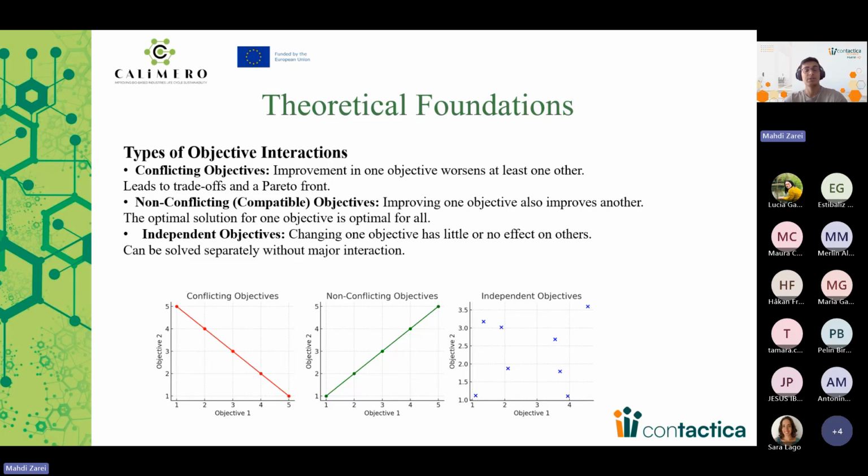The second one is compatible objectives. Here, improving one goal helps to improve another one. For example, writing a product review might help reduce energy use by helping others make smarter choices. And lastly, we have independent objectives. Those goals don't really affect each other, and they don't have any connection, like improving user experience in an app and reducing machine downtime in the factory. They are not actually connected at all. So you can optimize them separately.